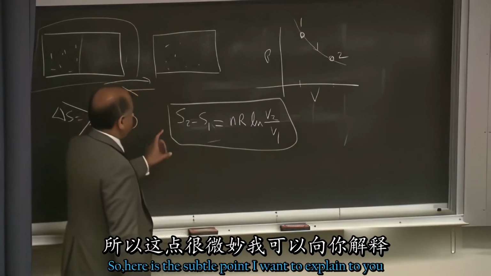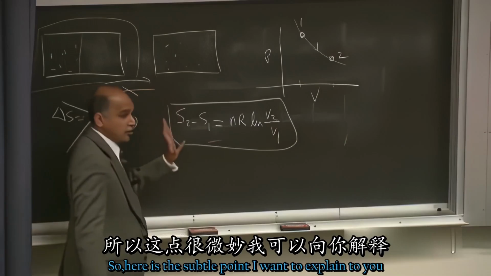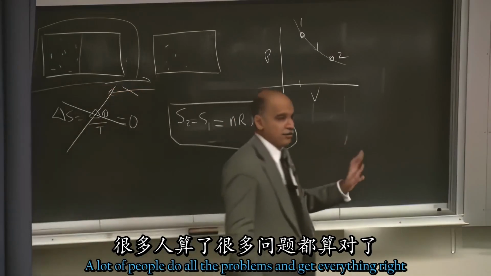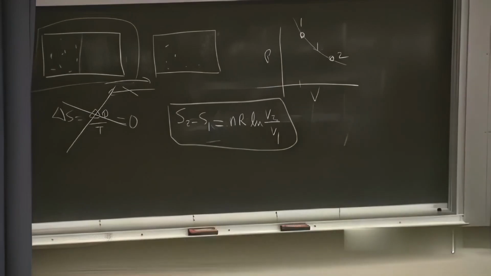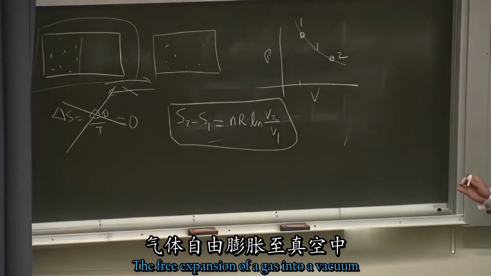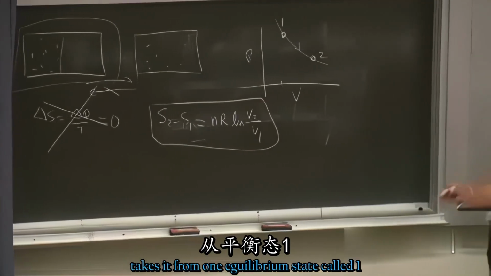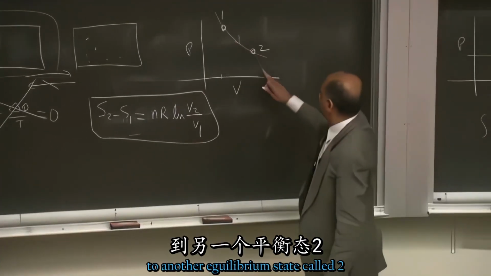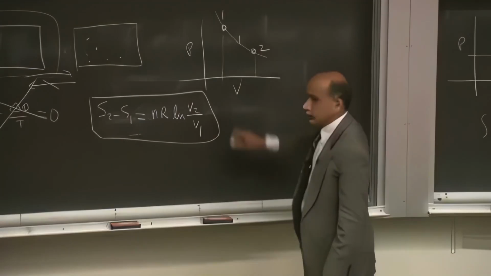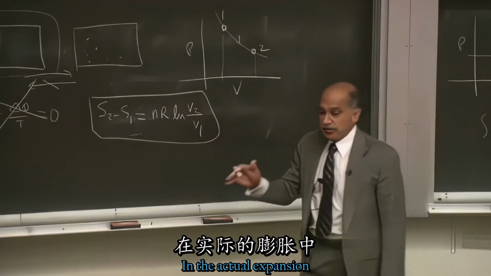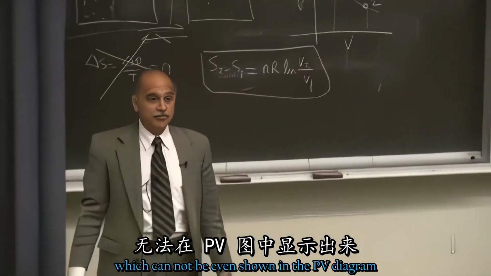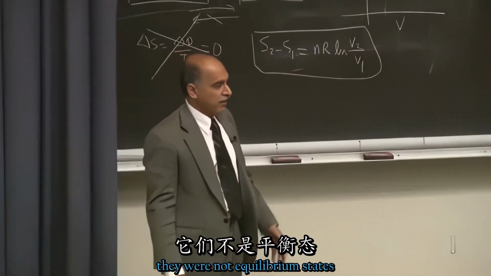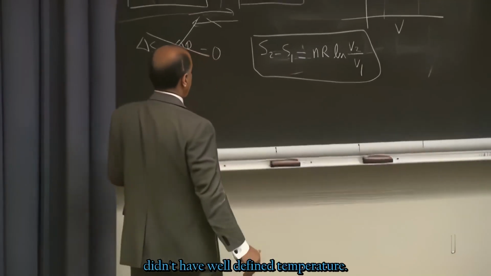So here is the subtle point I want to explain to you. This is worth understanding. A lot of people do all the problems and get everything right, but don't appreciate this particular question. The free expansion of a gas into a vacuum takes it from one equilibrium state called 1 to another equilibrium state called 2. In the actual expansion, the system went through states which cannot be even shown in the PV diagram. They were not equilibrium states. It didn't have well-defined pressure, didn't have well-defined temperature.